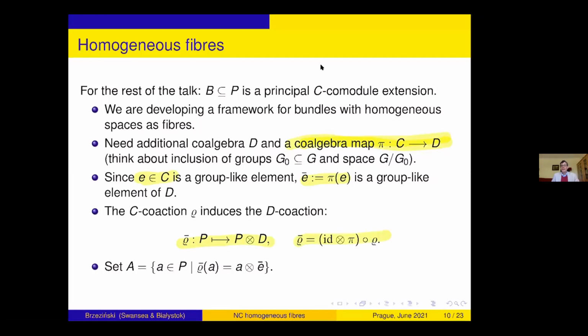I can induce: rho is a coaction of C on P. I can send it down to D, and I will have a coaction of D on P. And then I will set A to be the fixed points, but this is not necessarily an algebra. These are just a vector subspace of fixed points, fixed by this E bar.